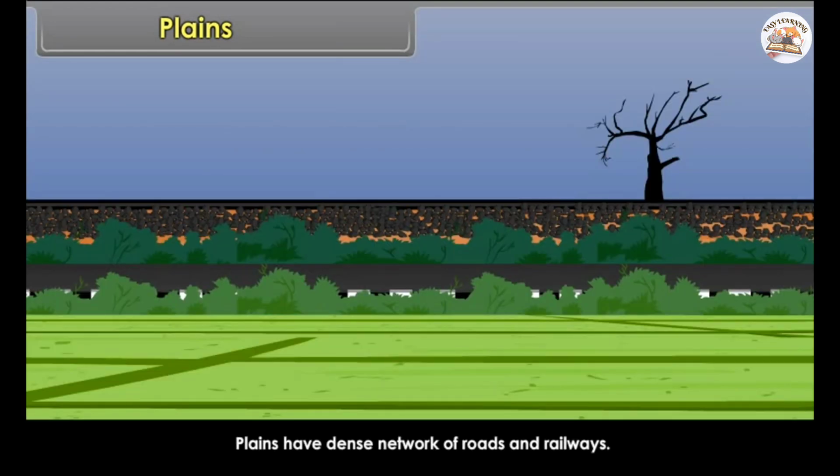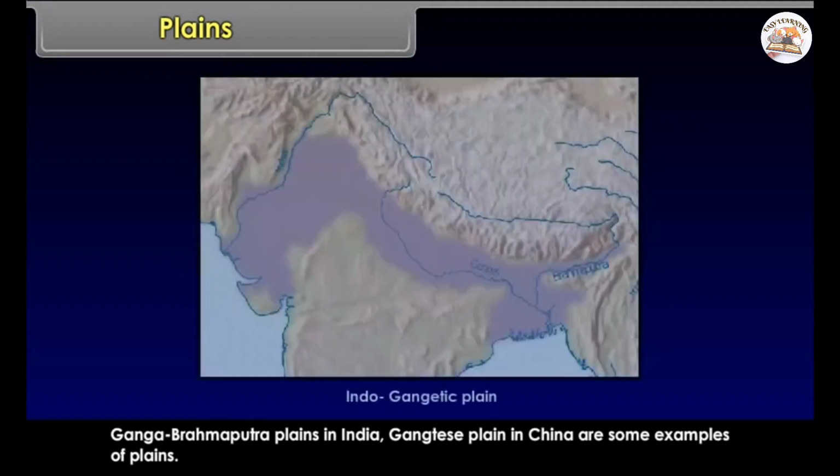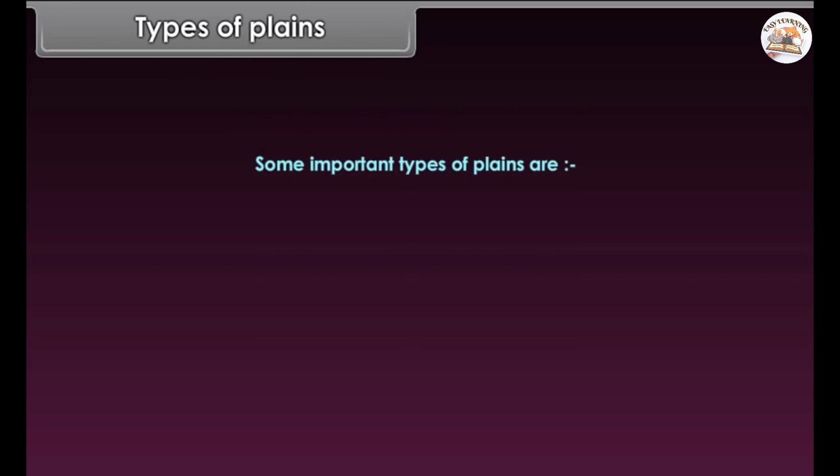Plains have dense network of roads and railways. Agriculture is the main occupation of these people. Ganga-Brahmaputra plains in India, Ganges plains in China are some examples of plains. Types of plains. Some important types of plains are structural plains, erosional plains, depositional plains.